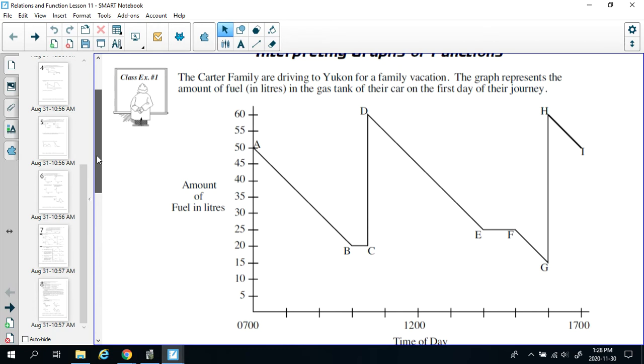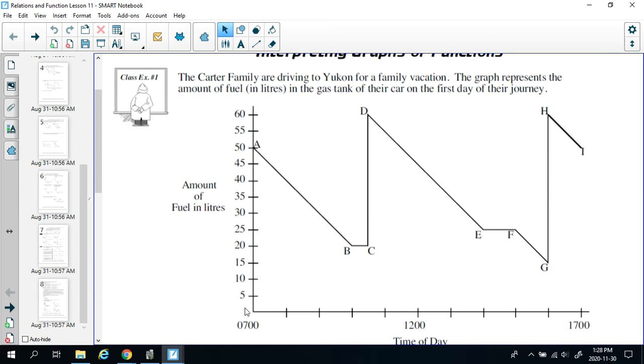Okay, so what do we have? It says the Carter family are driving to Yukon for a family vacation. The graph represents the amount of fuel in liters in the gas tank of their car on their first day of the journey. So on the y-axis, we have the amount of fuel in liters, and on the x-axis, it identifies the time of the day.